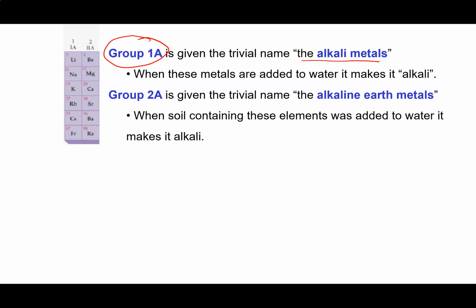comes back from really the alchemists, and they had recognized that when these metals are added to water, it gave them the property of being alkali. Alkali means that it turns litmus paper blue, and it also means that it turns fat into soap. They didn't really understand what was going on, but they knew that if you put one of these metals into water, it reacted really violently and it made that water alkali. So you've probably heard of people putting sodium into water, and you can see that reaction.